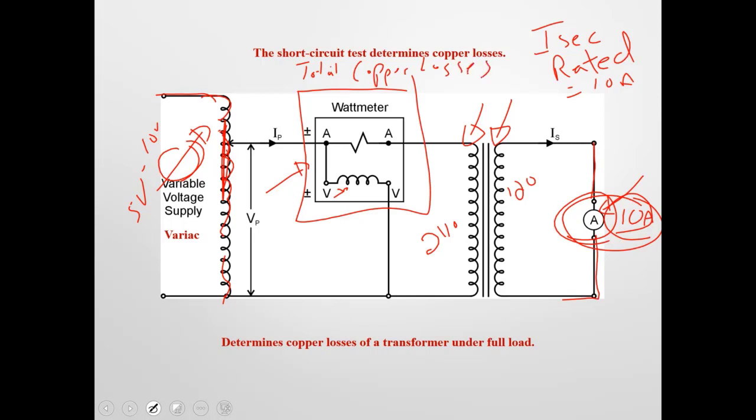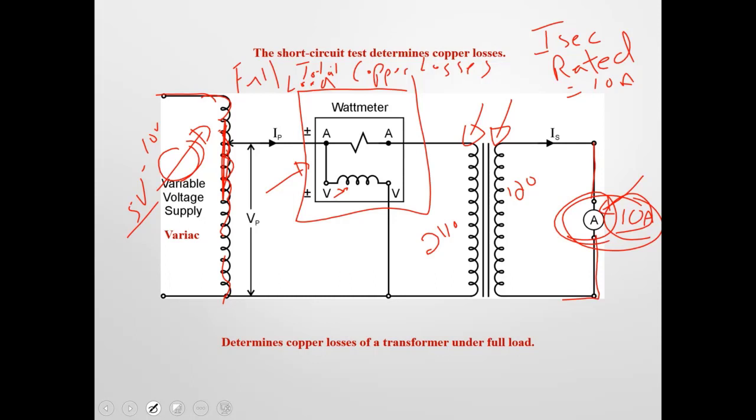Because we're not at rated voltage, there's very, very little core loss. We're only at 5 volts. For core losses, you need rated voltage to read that. So this test really is good at isolating your copper losses. That's why it's called the short circuit test: it gives the full load copper losses of this transformer.